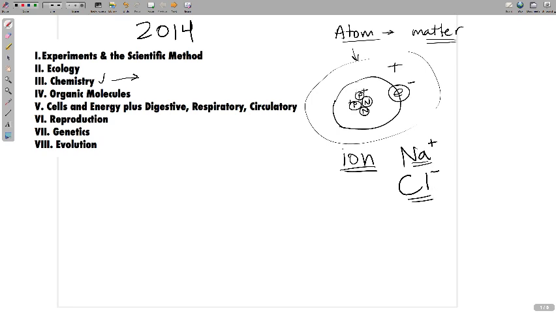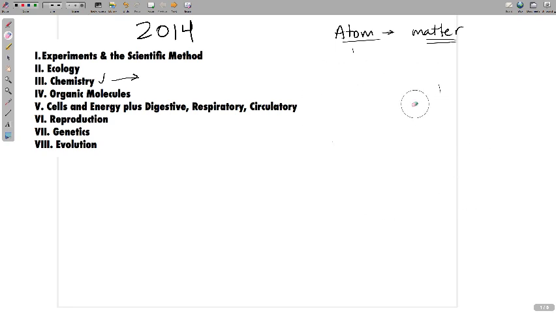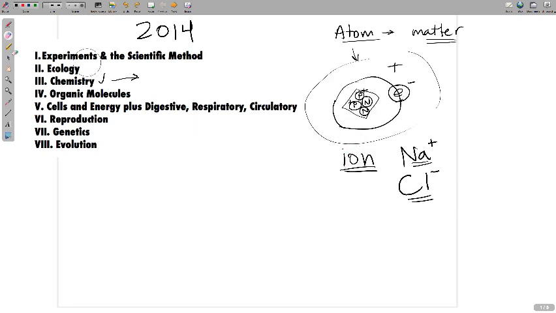What else? Also know their location. I think I said that, but these guys are in the nucleus and the electrons are flying around on the outside. Actually, let me not erase that. Let me use that to tell you about isotopes. Isotopes are versions of an element that have extra or fewer neutrons. So I'm going to draw a couple of neutrons in there. So this one's a little heavier now. So isotopes have a different number of neutrons.